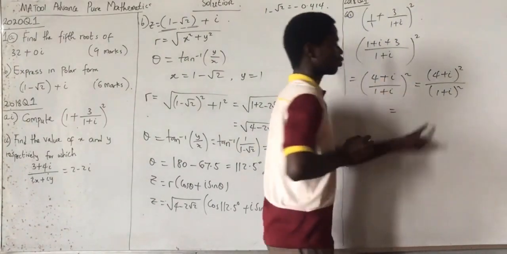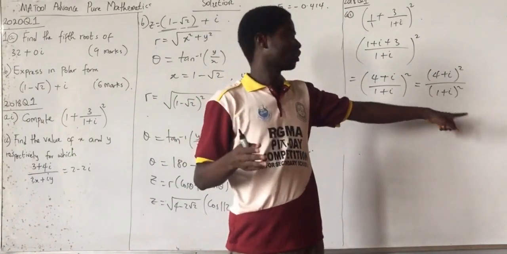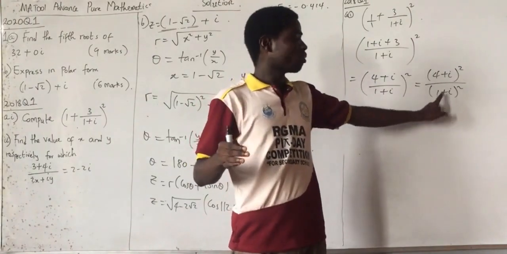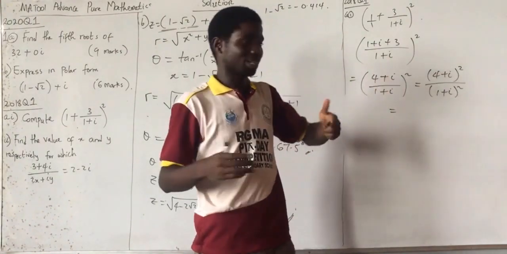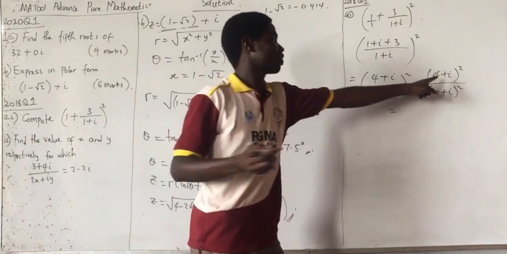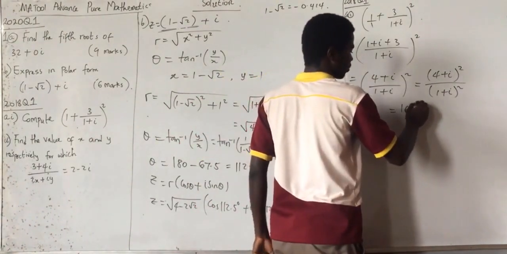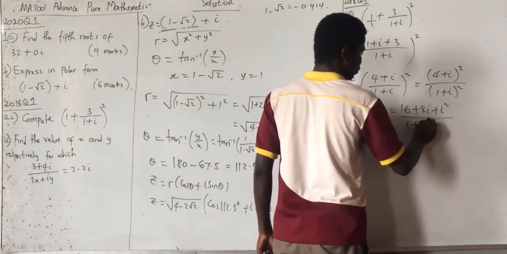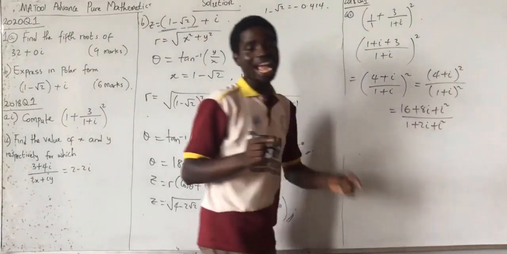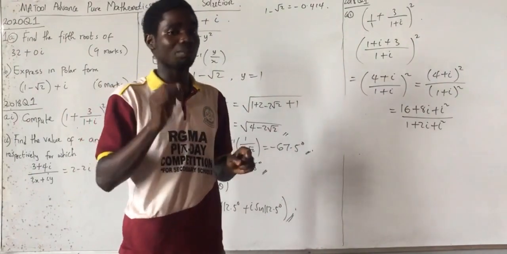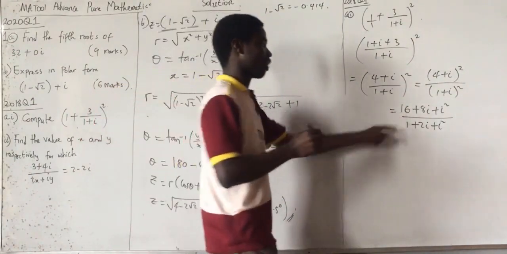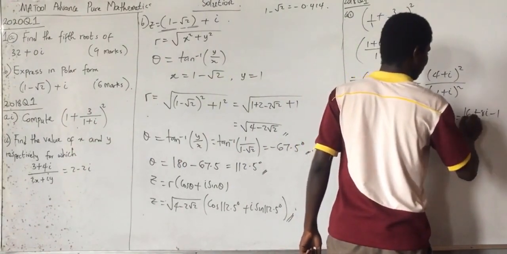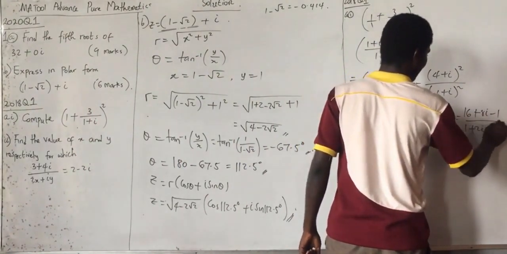Even at this junction, you can press (4 plus i) all squared on your calculator. It will give you an answer after I show you how to press it. And (1 plus i) all squared will also give you an answer. But then you can expand. Let us expand now. If you expand this one, you have 16 plus 8i plus i squared. Then this one too, 1 plus 2i plus i squared. But don't forget, i squared is equal to minus 1 in complex numbers. So I will have 16 plus 8i minus 1 all over 1 plus 2i minus 1.